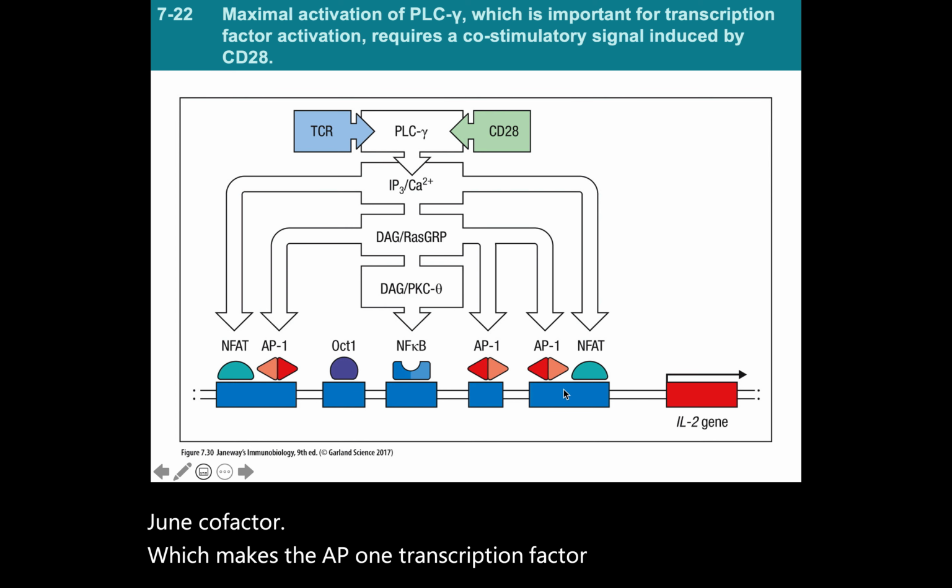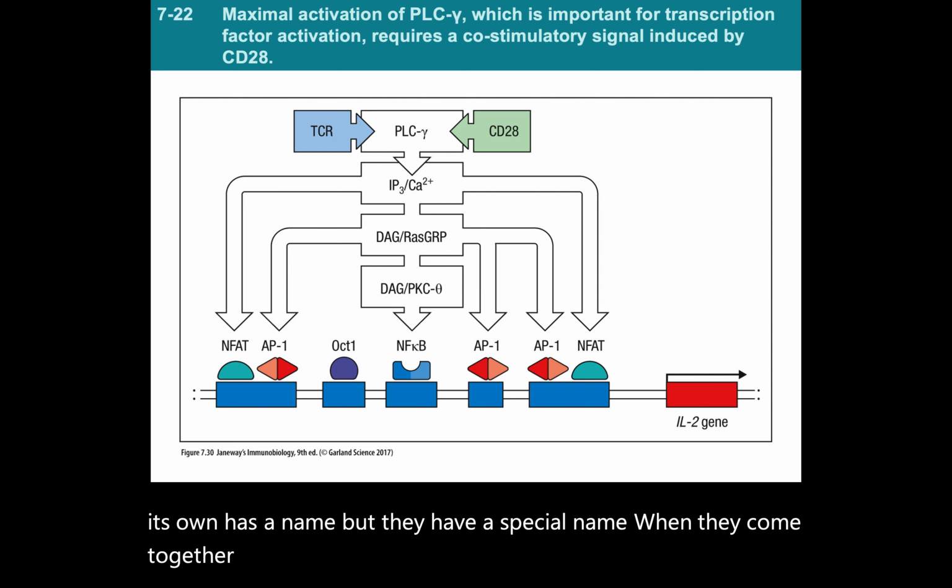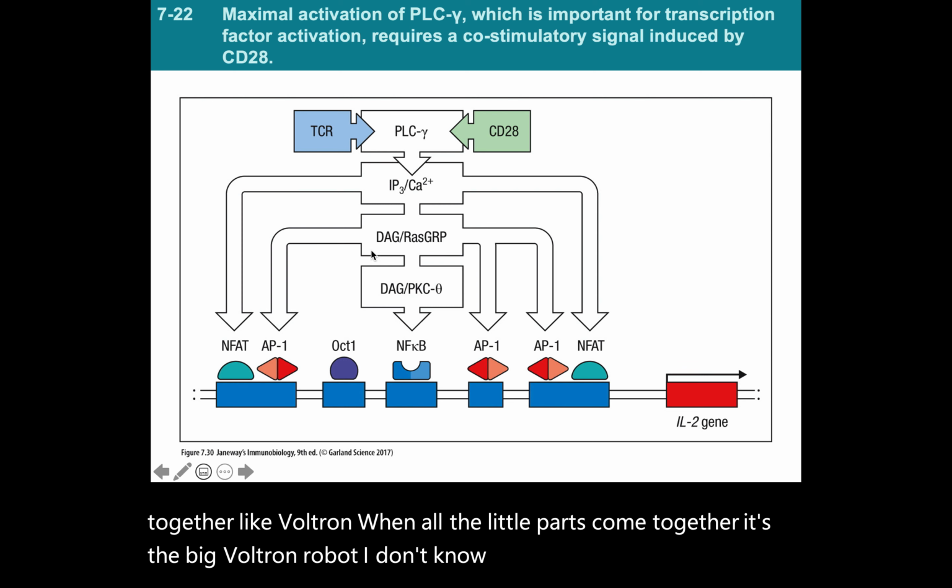Each one on its own has a name, but they have a special name when they come together, like Voltron. When all the little parts come together, it's the big Voltron robot. I don't know. Yeah. Fine.